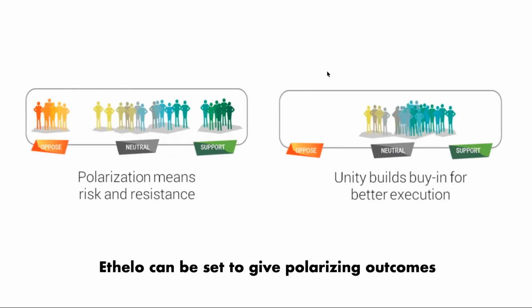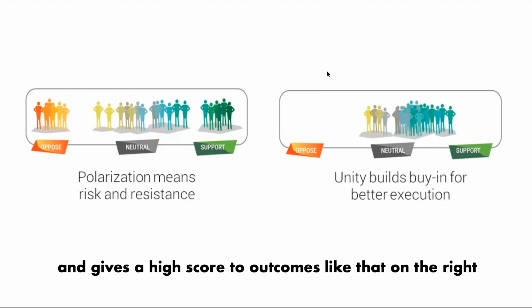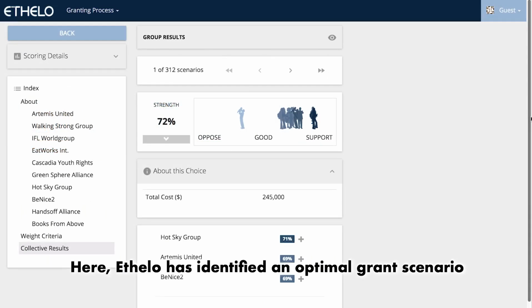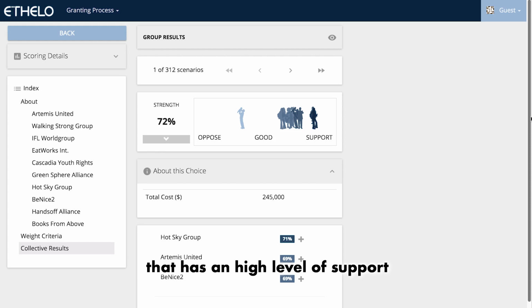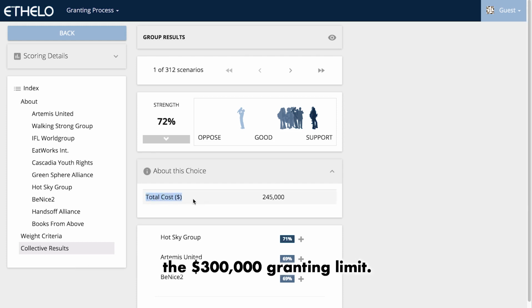Ethelo can be set to give polarizing outcomes like that on the left a low score, and a high score to outcomes like that on the right, where judges are similar in their levels of support. Here, Ethelo has identified an optimal grant scenario that has a high level of support from almost all the judge participants. The total requested by those 4 applications is under the $300,000 granting limit.